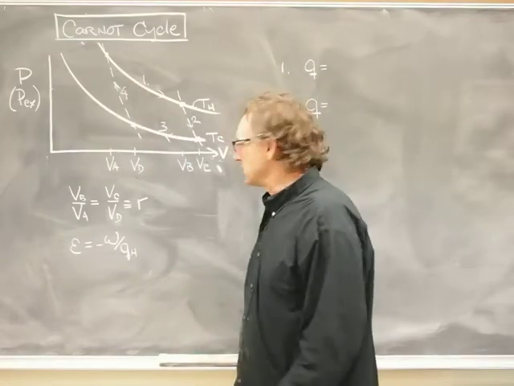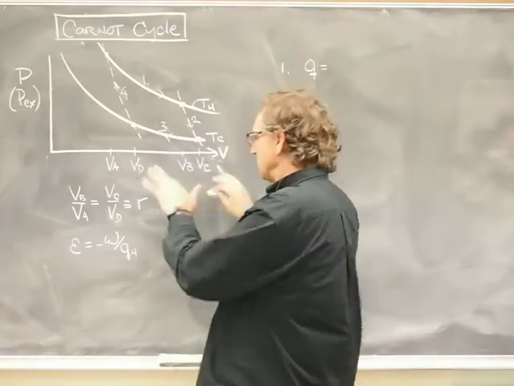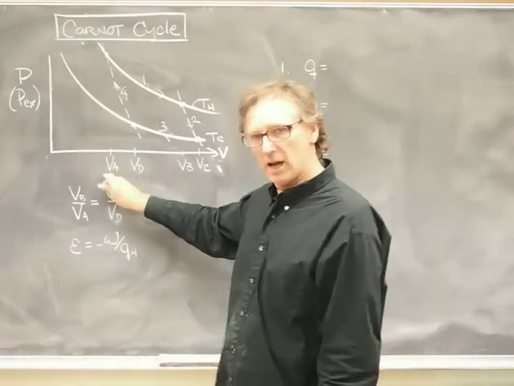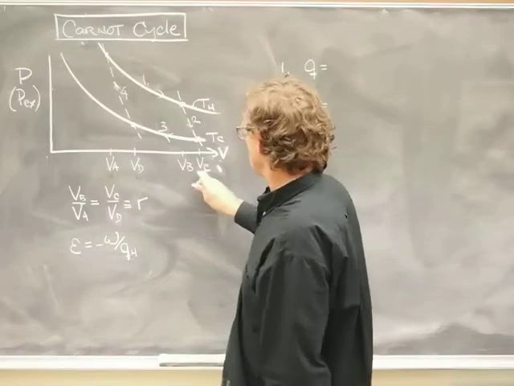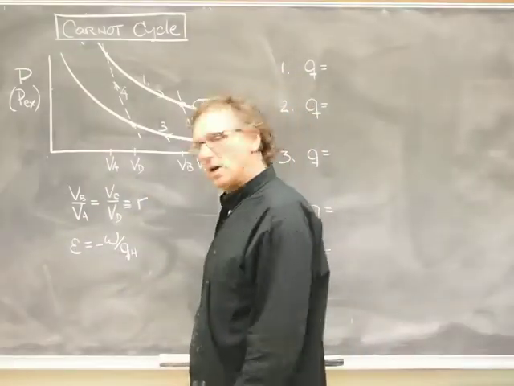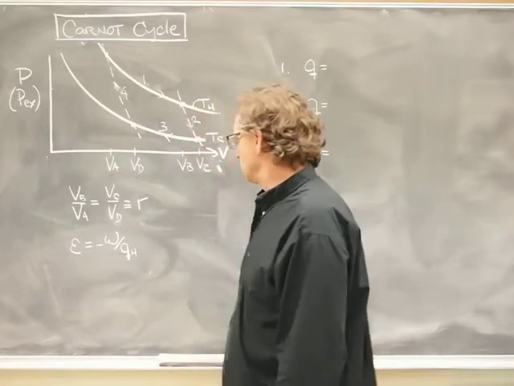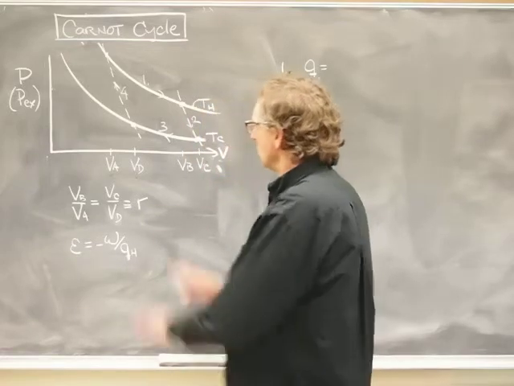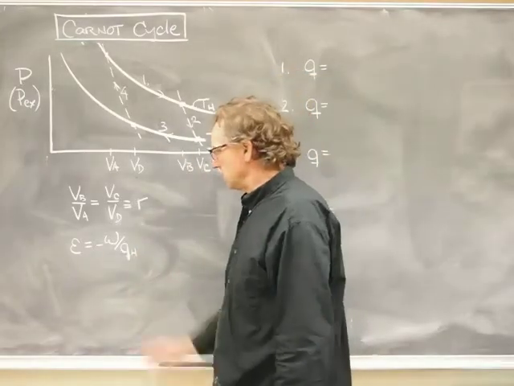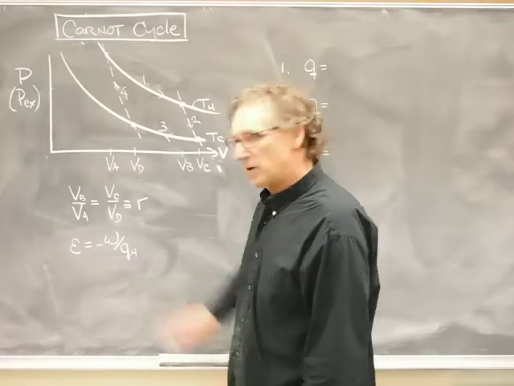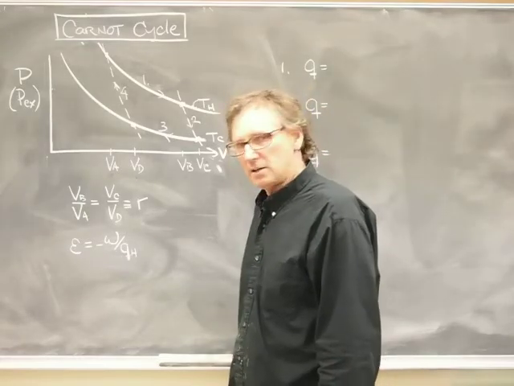Now, the reason I mention that relationship between these volumes is that, as it turns out, the ratio of VB to VA equals the ratio of VC to VD, which I've written right here. And that ratio I'm just going to define as being R. One of the things that we're going to want out of this is the efficiency of this heat engine. W is the negative of the work.